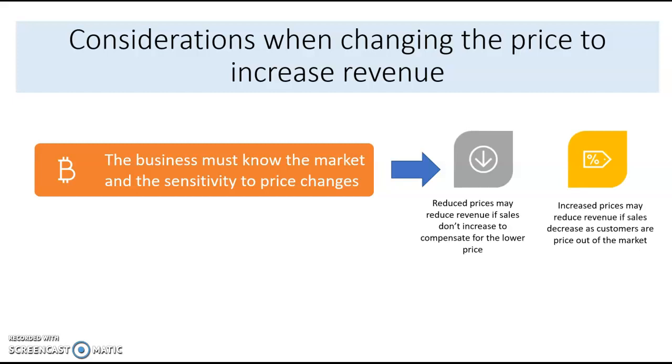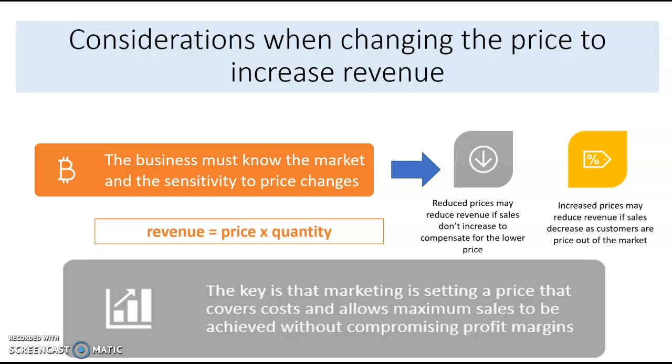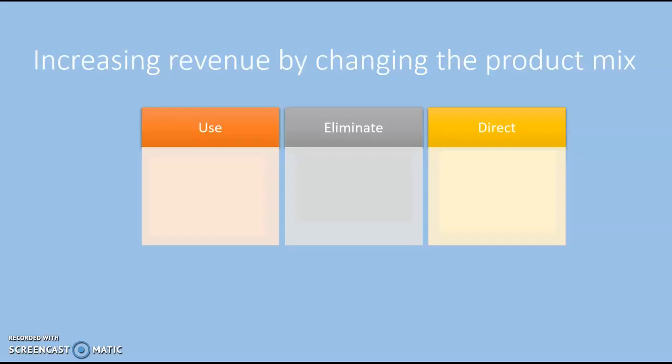Alternatively, if we increase our prices, we may result in reduced overall revenue because customers are simply priced out of the market. They can no longer afford to buy the business's products, so the quantity of sales actually drops. Remember that relationship, revenue equals price times quantity. So the goal here is that marketing is setting a price that covers costs and allows maximum sales to be achieved without compromising profit levels.